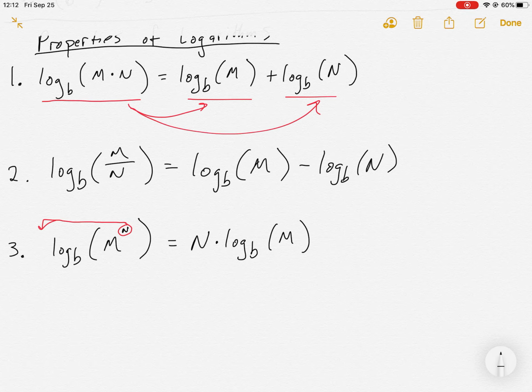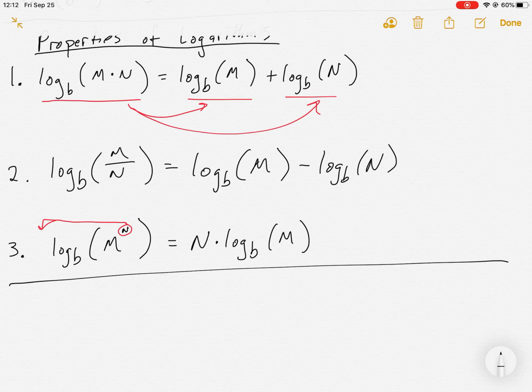And so these are the three key properties of logarithms. There are some other ones that you might find if you Google the lists, but these are really the three big ones. The rest are kind of either not really, in my opinion, properties, or they just are derivations of these ones.